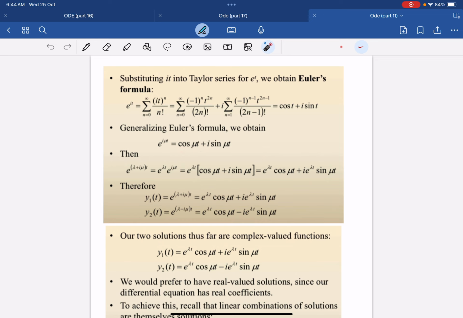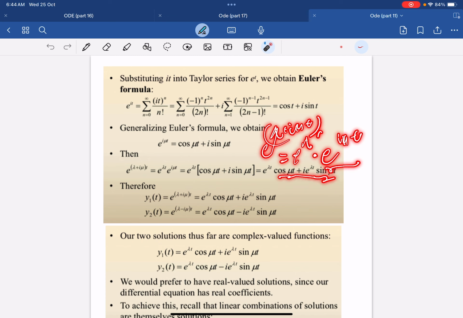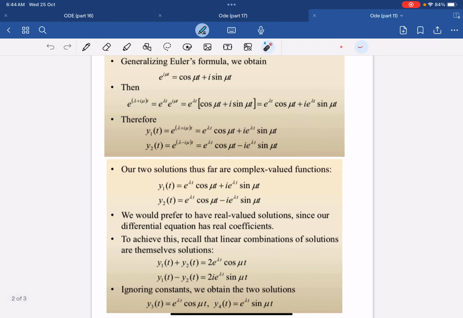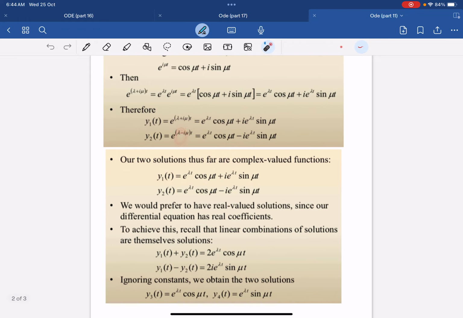So this is Euler's formula, and now we have e to the power of lambda plus i mu t. So what do we do with e to the lambda t times e to the i mu t? This we expand out using the cosine and sine, and that will arrive at e to the lambda t cosine mu t plus i e to the lambda t sine mu t. And for y2 it is similar, but here it is minus. So these are still complex valued functions. You see, we've got the i. So we want the real valued version.